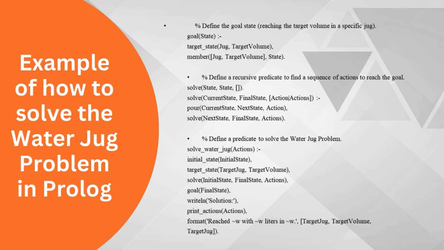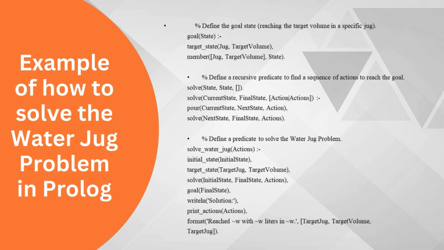Solve(state, state, empty list). Solve(current state, final state, then the action), which implies pour(current state, next state, action), solve(next state, final state, action).